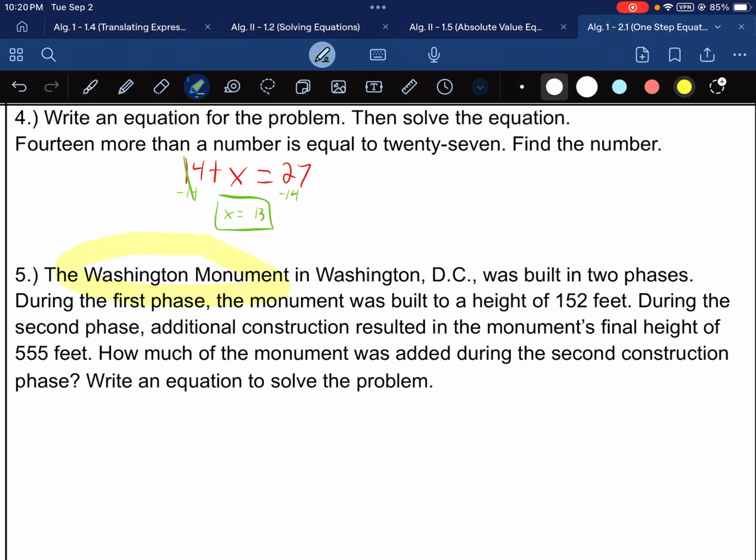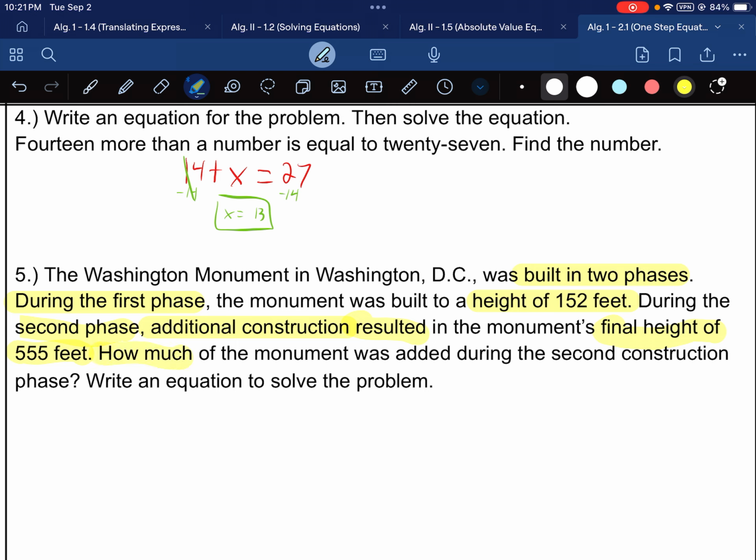So we don't really need to know that it's the Washington Monument, so I'm going to leave that unhighlighted. We don't need to know where it's at either. But we do need to note that it was built in 2 phases. And we need to note that the first phase, the monument was built to a height of 152 feet. And that during the second phase, we had additional construction. Additional is a math word, definitely want that there. Resulted, that's also a big word in math, in the monument's final height of 555 feet.